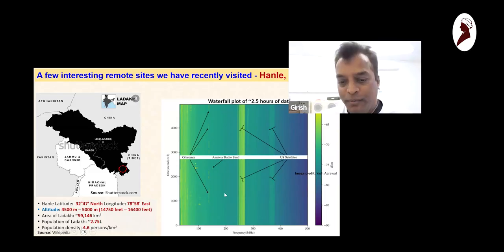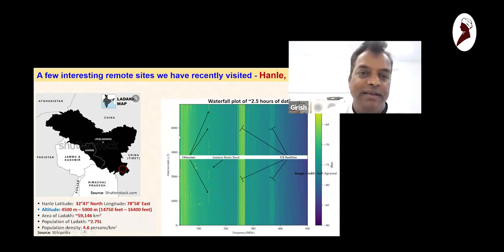Like what you see again, a waterfall plot from 50 to 500 megahertz. There are interfering signals coming from here. And especially after Galwan, there have been a lot of other developments, which is making it very difficult to carry out very sensitive SARAS observations in Ladakh. So just because the site is remote does not necessarily mean that it is suitable for the SARAS experiment. Okay.